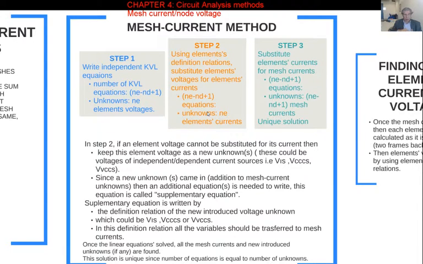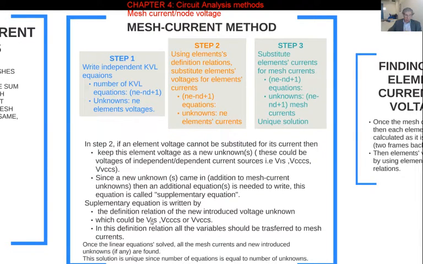This equation is called a supplementary equation. How are we going to write it? It is explained here. We are going to use the definition relation of the newly introduced voltage unknown. So there are some new unknowns that came in apart from the mesh currents at step 2. For these unknown voltages, which are these 3 of them, we are going to use the definition relation of the newly introduced voltage unknown, as we said.